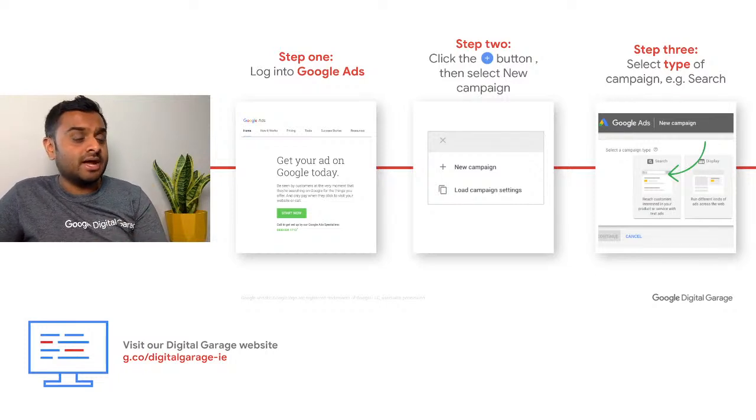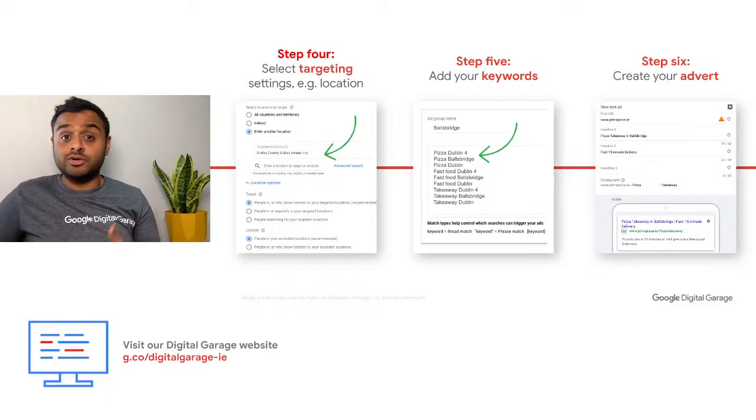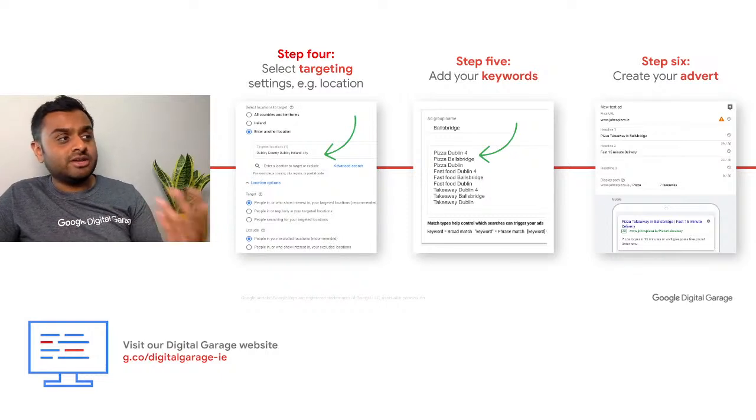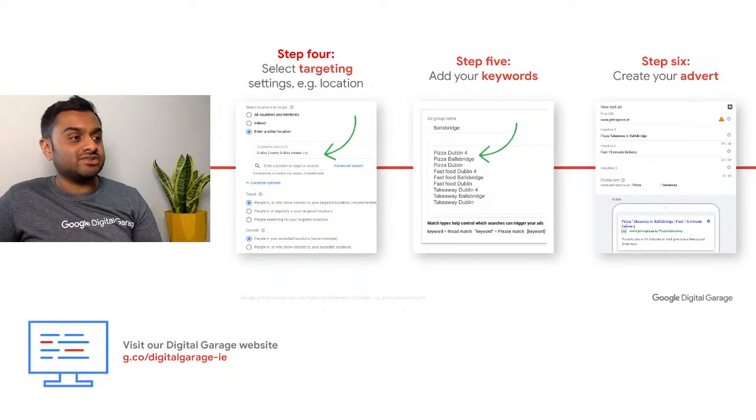Once we've done that, for John, we want to look at targeting settings. John has just gone for Dublin as a wide variety. He could have gone for Ballsbridge, or Dublin 4 if he wanted to as well. You can actually see we've also got step 5, which is adding keywords. There's a selection of keywords that John's added here, such as Pizza Dublin 4, Pizza Ballsbridge, Fast Food Dublin 4. So there's a group there.